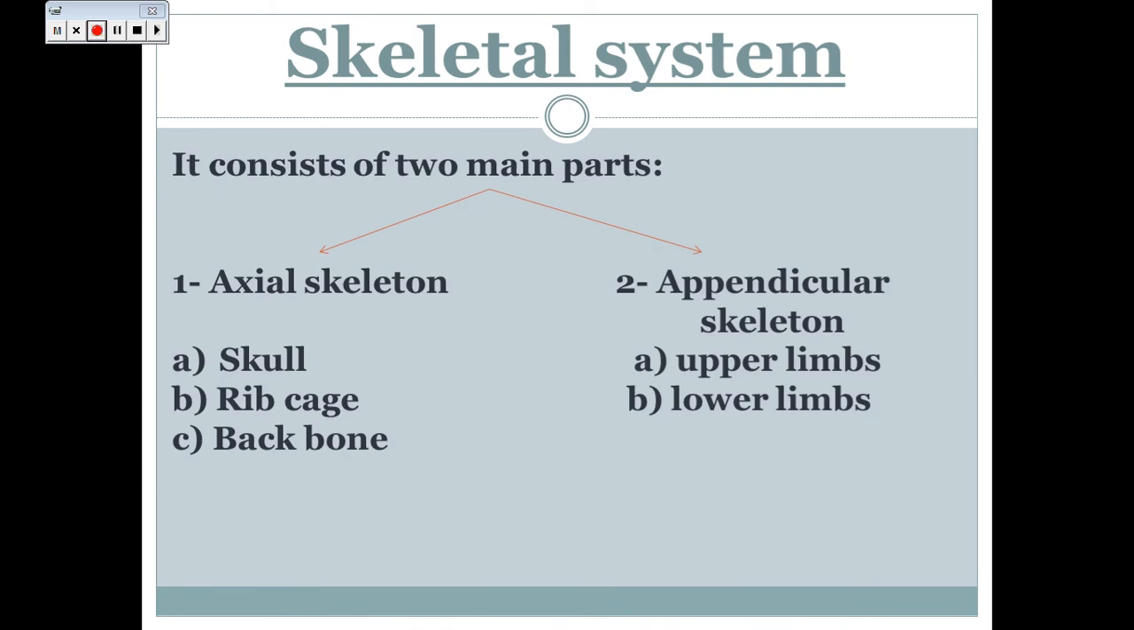Our skeletal system consists of two main parts, axial skeleton and appendicular skeleton. In the axial skeleton, there are the skull, rib cage, and backbone, and in the appendicular skeleton, there are the upper limbs and lower limbs. Let's start with the axial skeleton.